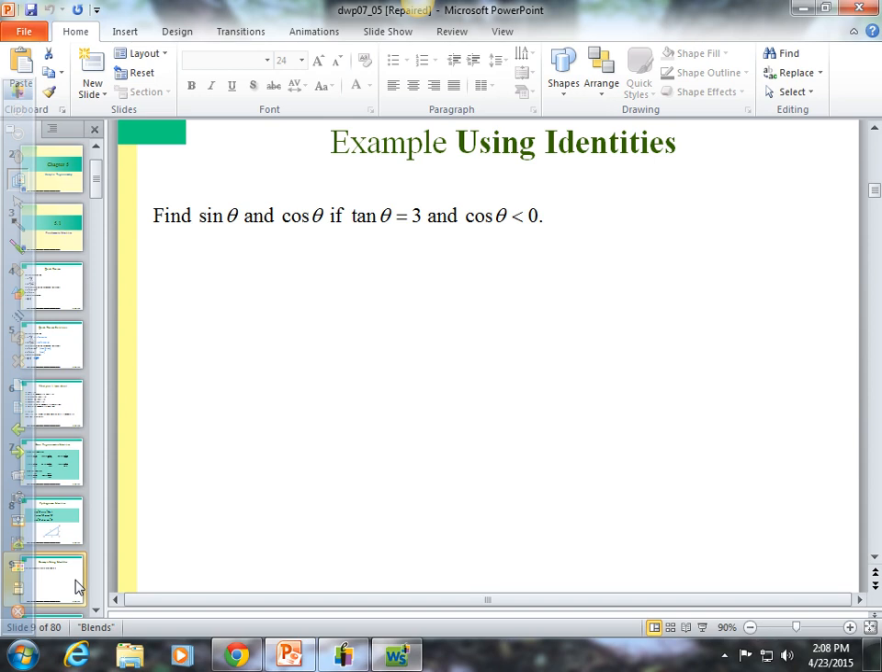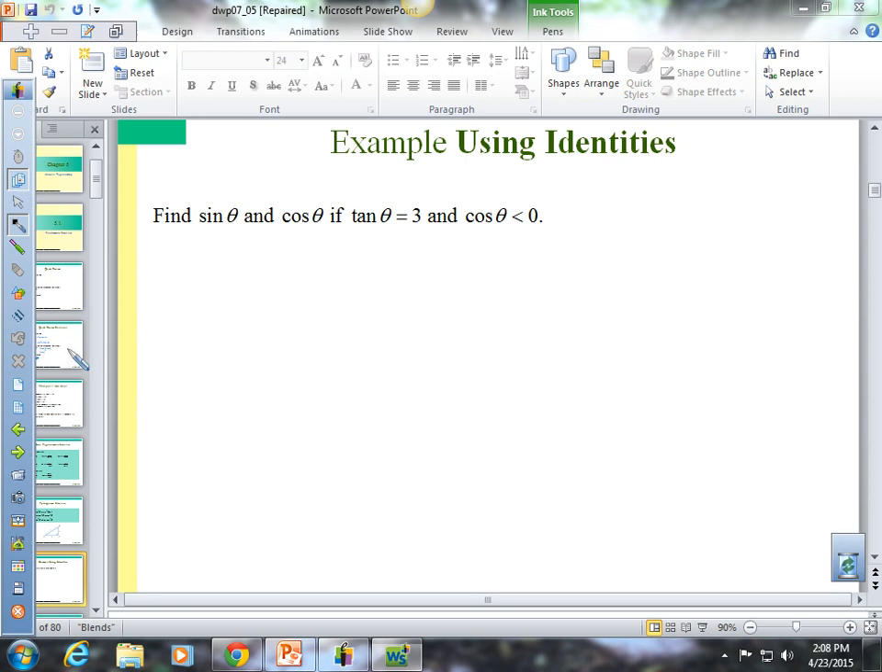We found the hypotenuse by doing what? Pythagorean theorem, right? Okay. And then we knew the 3 sides of the triangle, so sine was the O over H and cosine was the A over H. So we've already done this example, but now they want us to use identities to do this. Let's take a look at this.